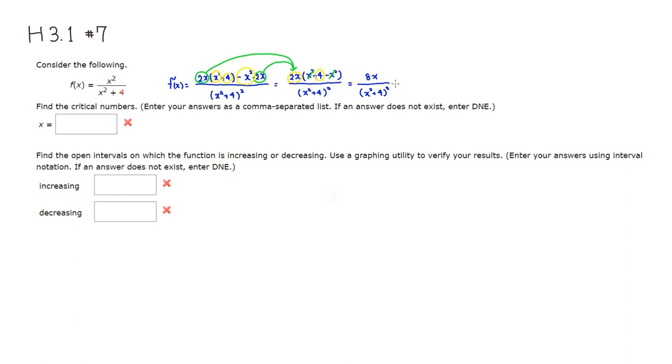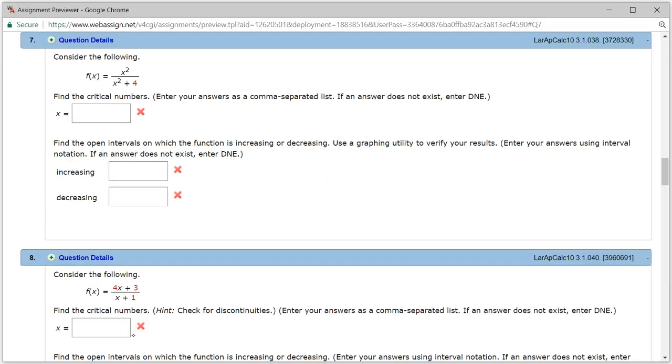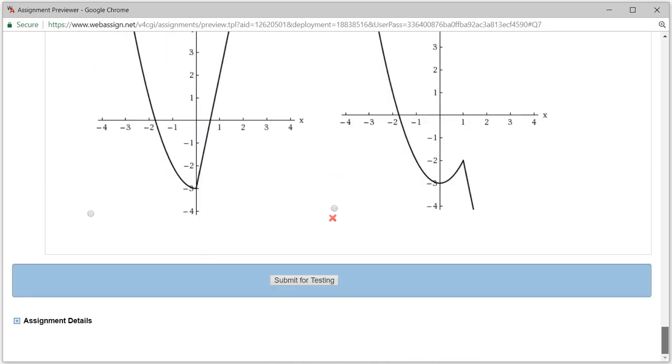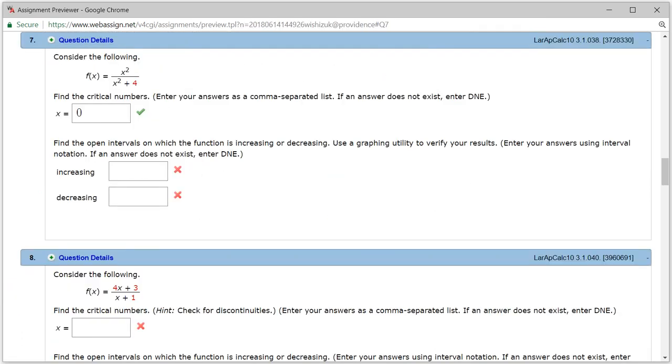If you set that equal to 0, we set 8x equal to 0 and divide through by 8, so x equals 0. So the critical number is 0. And this derivative is always defined because the denominator is never 0. So let's type it in. There's only one critical number, 0. Submit for testing. I came back and it looks like we got this one correctly.